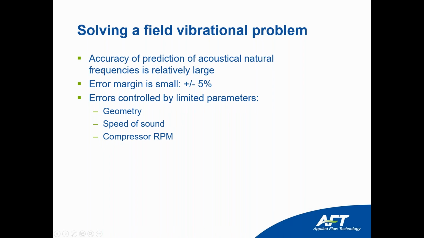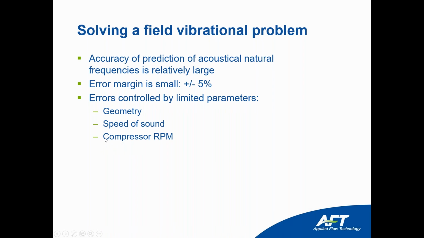So there are some things that you have to know. The acoustical model in PFA is very precise. Accuracy of prediction of acoustical natural frequency is relatively large. The error margin is small, more or less plus or minus 5%. And the reason for that is because errors control limited parameters like the geometry, the speed of sound, and the compressor RPM.